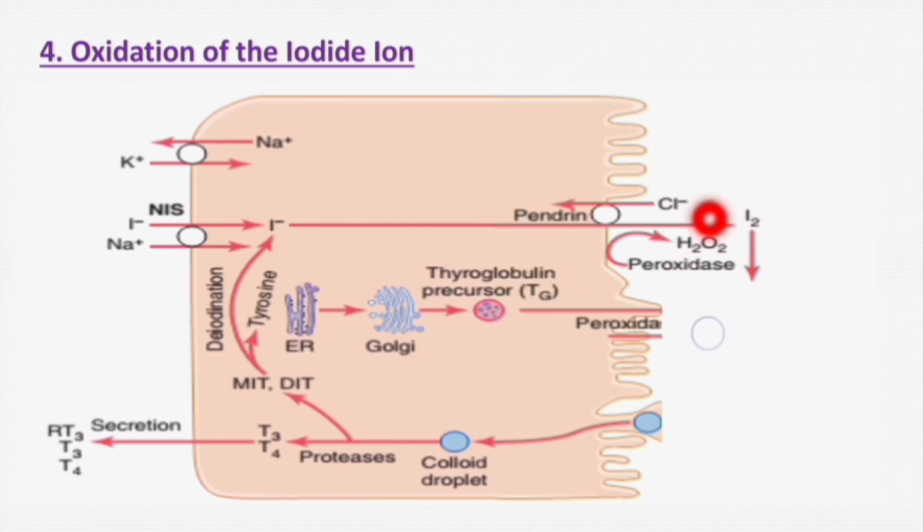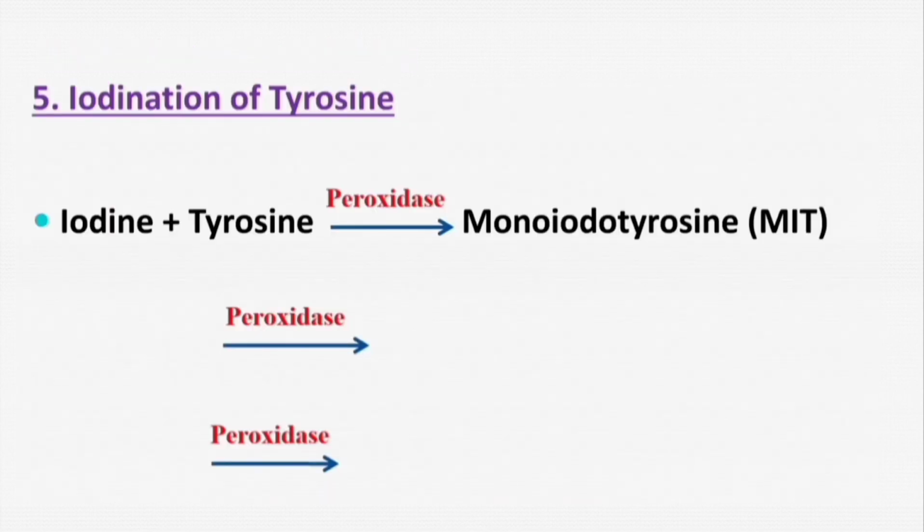Now, once the iodide is here in the lumen of the follicle, it is oxidized in the presence of peroxidase and hydrogen peroxide to its oxidized form. Okay, this is the oxidized form of the iodine, and only this form is capable of combining with the tyrosine. The next step is iodination of the tyrosine or formation of the hormone. Now, in this step the iodine combines with tyrosine, and this occurs in the presence of enzyme peroxidase.